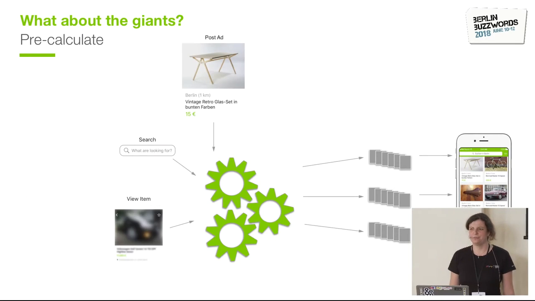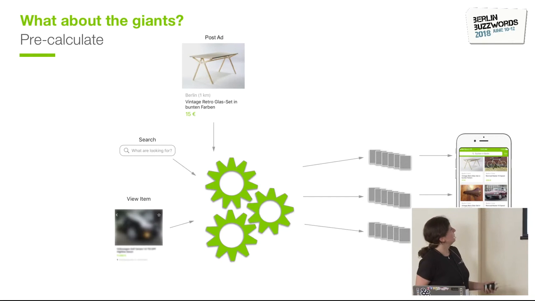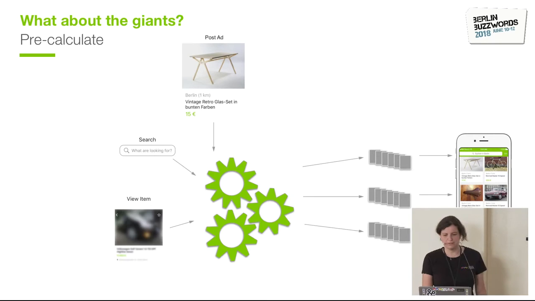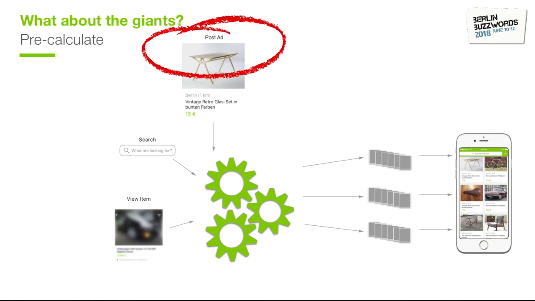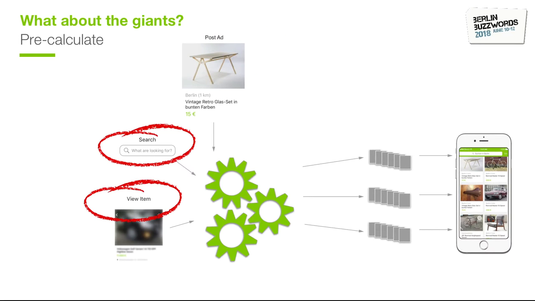The first one is to pre-calculate feeds for every user that you have on your platform. This is a simple overview. Let's go through it step by step. You start by looking at the items you have. It could be pins for Pinterest. For eBay Kleinanzeigen, it's items. It's our ads with the stuff that our users actually want to sell. The next thing you look at is the interactions on your platform.